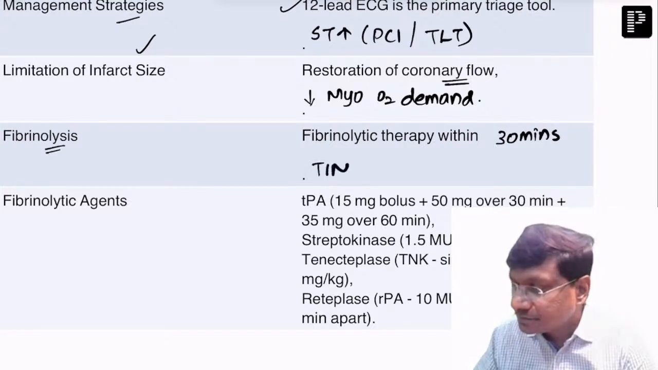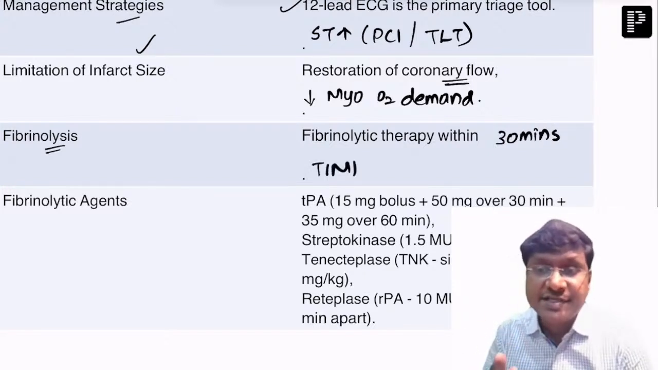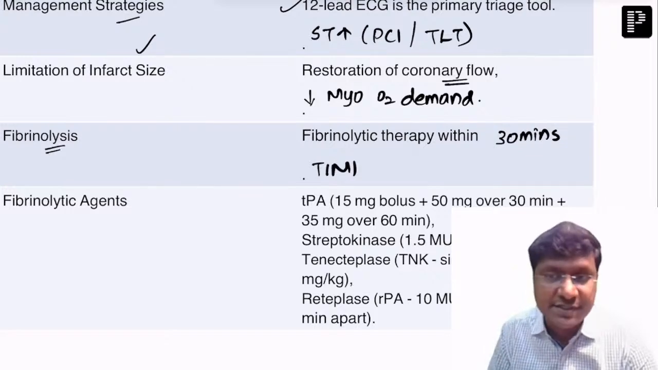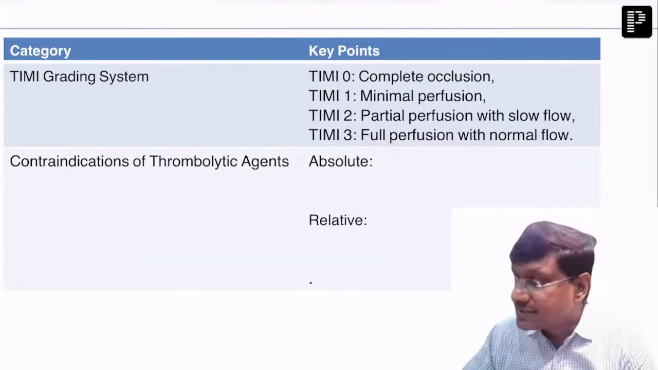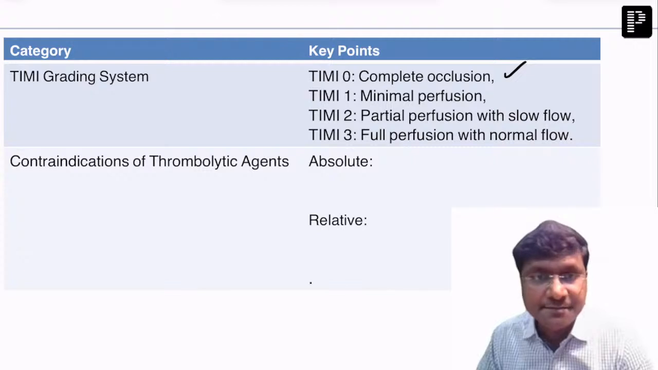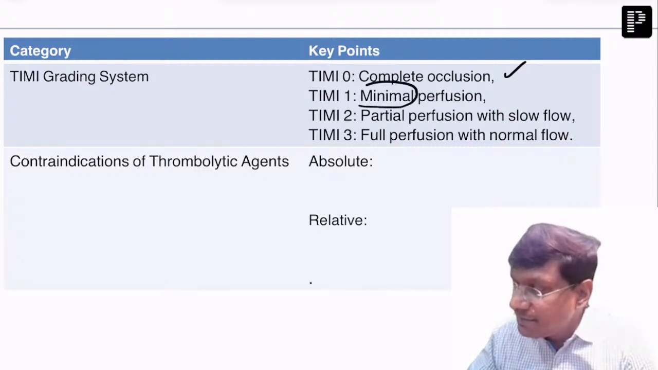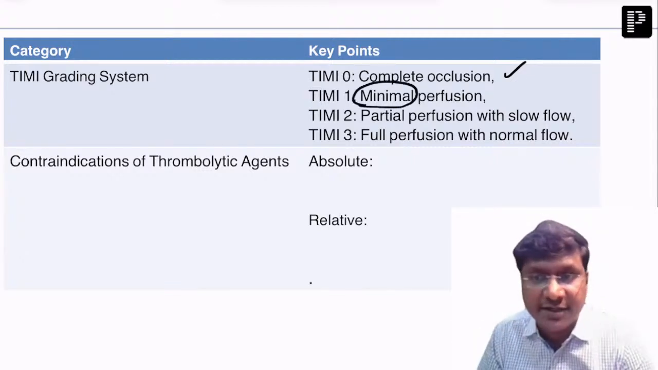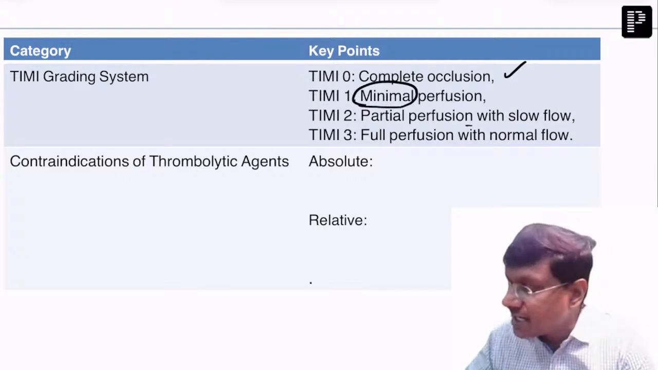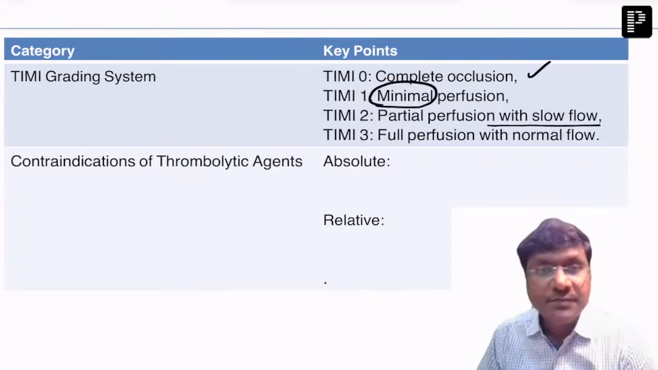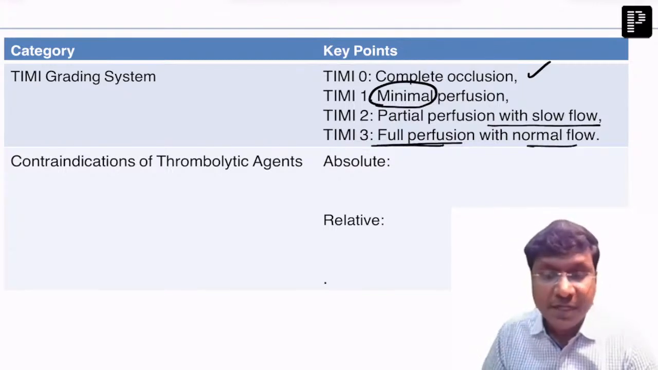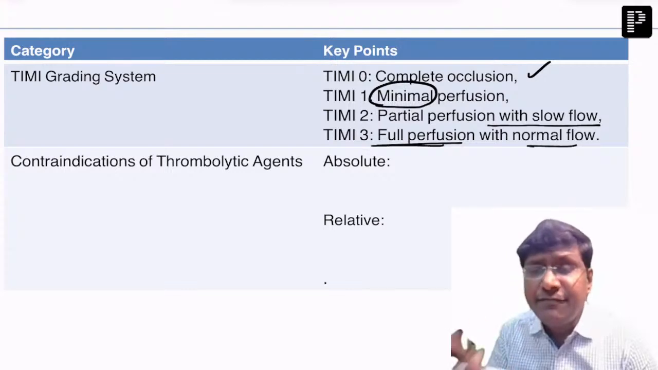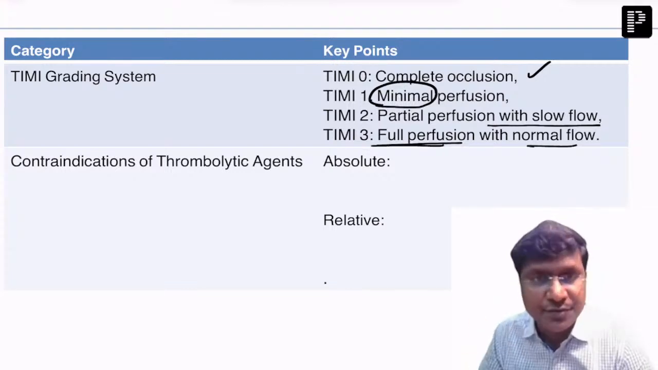And the TIMI flow grading system will assess the reperfusion success. Now, what is this TIMI flow grading system? In the TIMI flow grading system, you have 0, 1, 2, 3, right? 0 means it's a complete occlusion of the vessel. TIMI 1, there is minimal perfusion across that coronary artery. And TIMI 2, there is partial perfusion with slow flow. And TIMI 3, there is full perfusion, normal flow. So it is your TIMI flow grading system that will assess the reperfusion success.